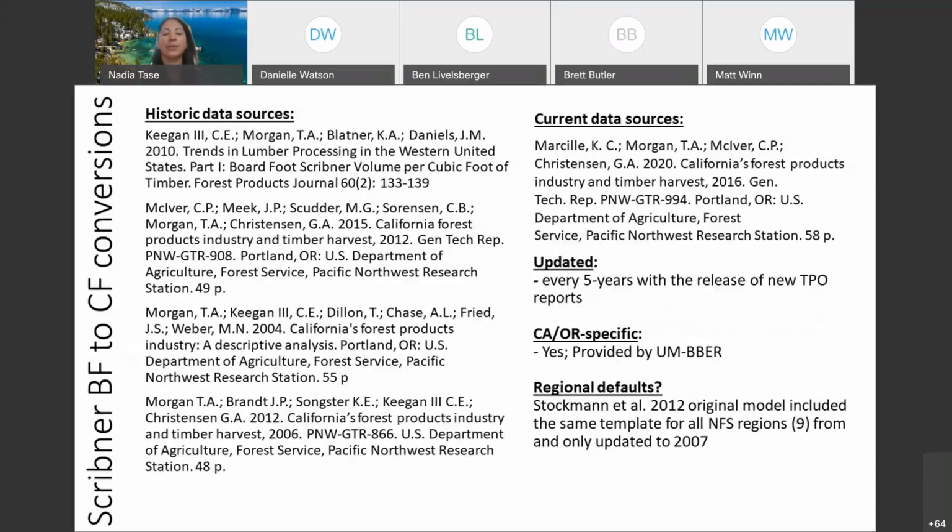Our board foot Scribner to cubic foot conversions are super important for these calculations, and those obviously rely heavily on the TPO data. Most of our harvest data in our time series is in board feet, but the model is running calculations on CCF, and so we have specific data sets for California and Oregon, and then I believe the original tool provides defaults for the other National Forest Service regions.